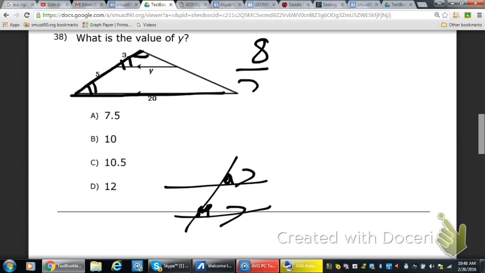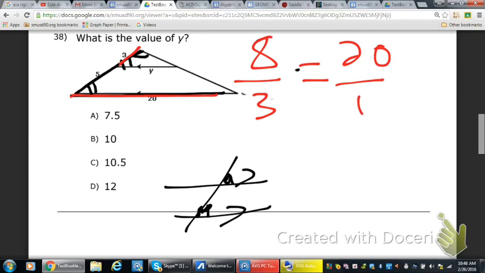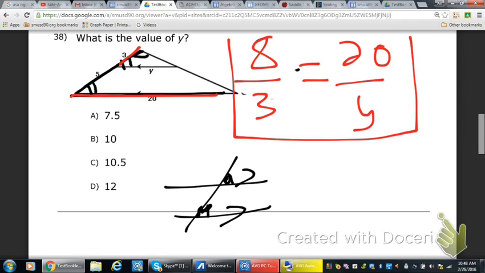So 8 is to 20 as we go to the small triangle is, sorry guys, I take that back. Let me be consistent here. The big side of this triangle is 8, right? And it corresponds to 3. The long side is 20 at the big triangle. It corresponds to y. Let's stick with that one. That's a better one to do. And then we're going to cross multiply. But once you have your proportion, the hard part is done. So that's that.